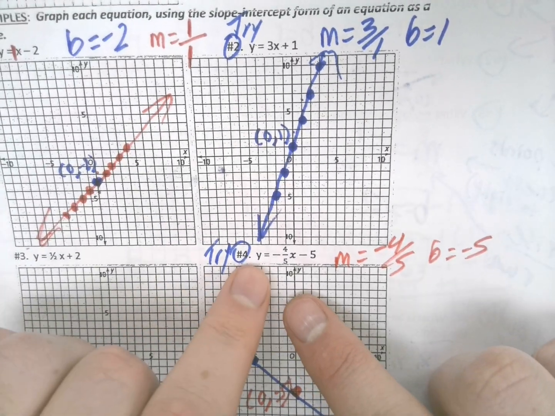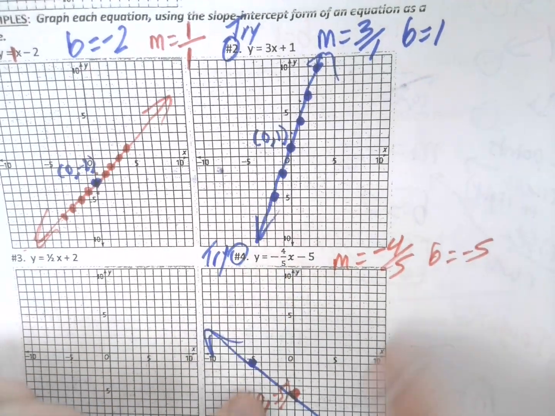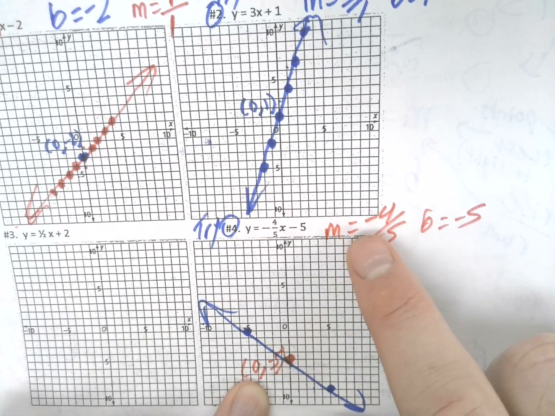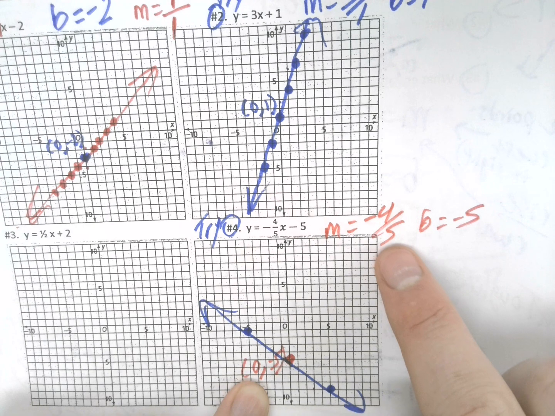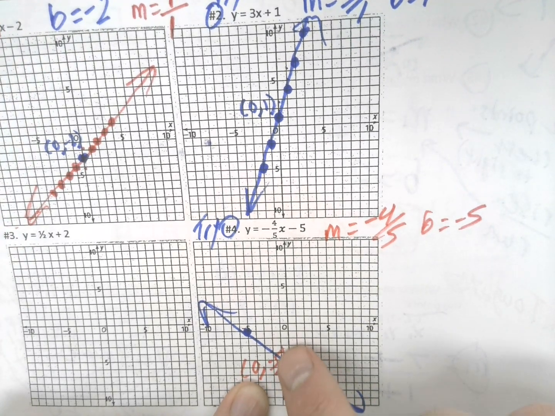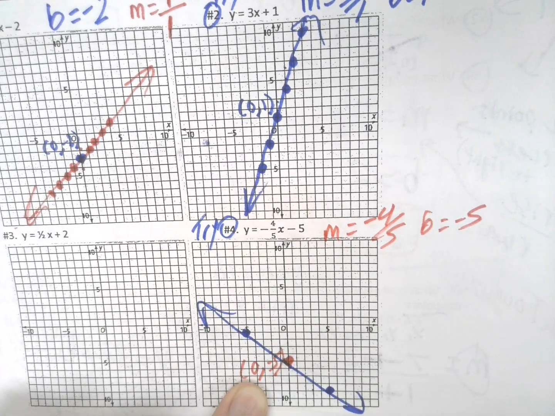And then number 4 is set up real nice for us. We got y-intercept at -5, so I'll put that down there, (0, -5), boom. There's our point, and then we're using our slope. Down 4, right 5. We also could go up 4, left 5. So there's our downhill slope.